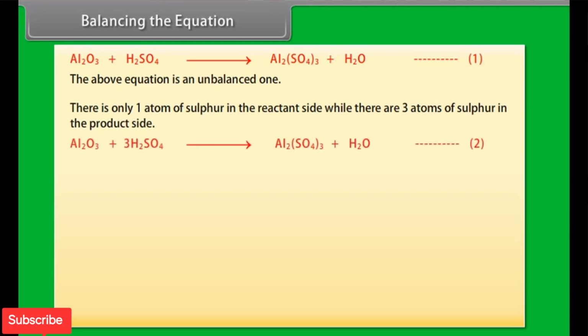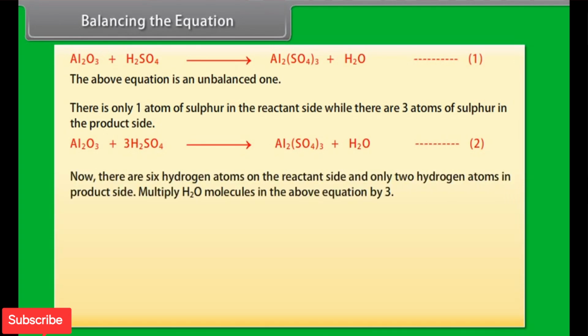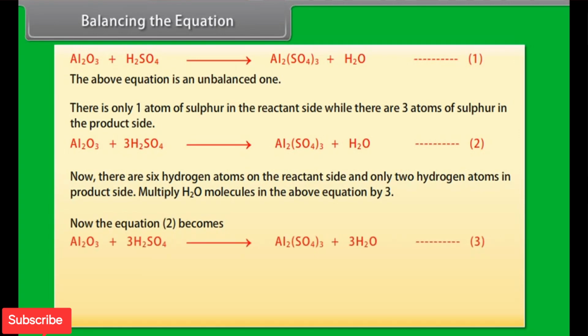Al2O3 plus 3H2SO4 gives Al2(SO4)3 plus H2O, equation 2. Now there are 6 hydrogen atoms on the reactant side and only 2 hydrogen atoms in product side. Multiply H2O molecules in the above equation by 3. Now the equation 2 becomes Al2O3 plus 3H2SO4 gives Al2(SO4)3 plus 3H2O, which is equation 3.